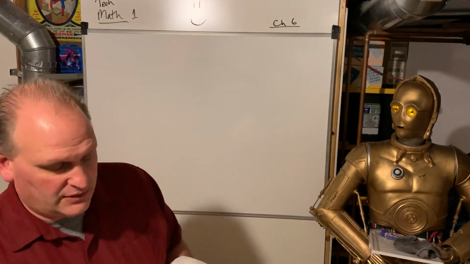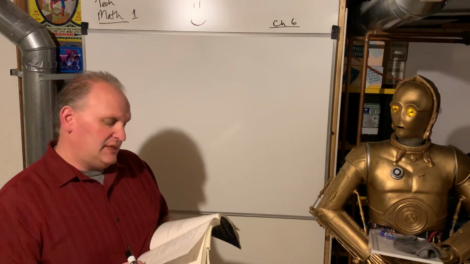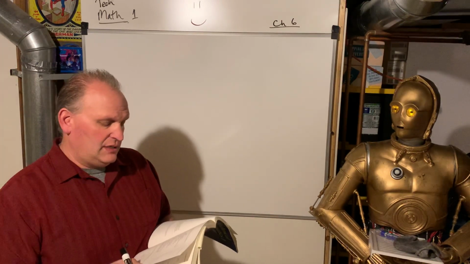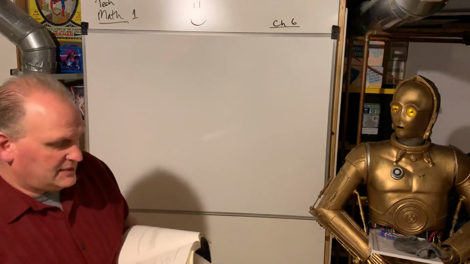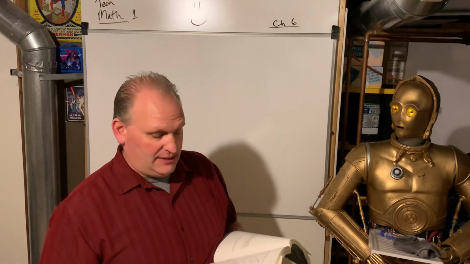So if you take a look on page 237 of the blue book, they've got length: 1 foot equals 12 inches, 1 yard is 3 feet, 1 mile is 5,280 feet. Weight: 1 pound is 16 ounces, 1 ton is 2,000 pounds. Time: 1 minute is 60 seconds, 1 hour is 60 minutes, 1 hour is 3,600 seconds. Liquid measures: a pint is equal to 16 ounces, a quart is 2 pints or 32 ounces, a gallon is 4 quarts or 8 pints.